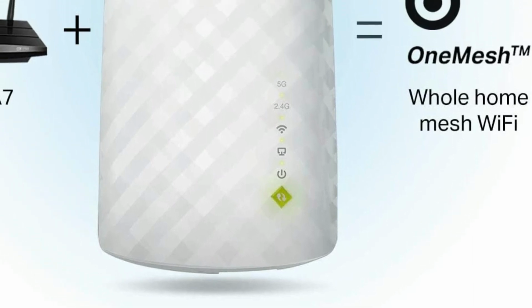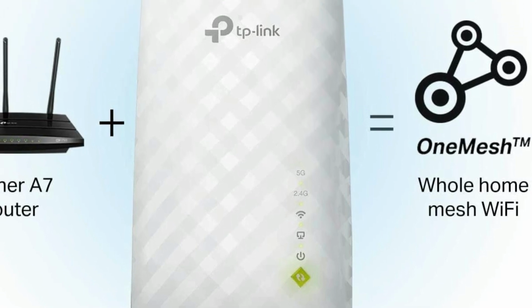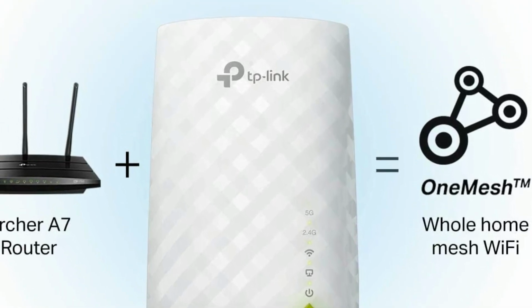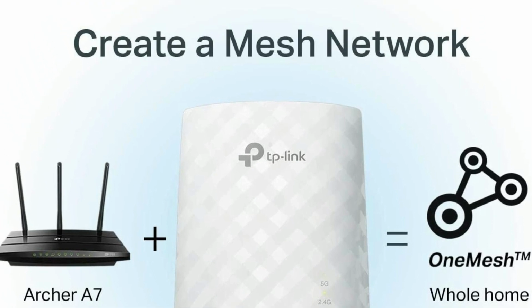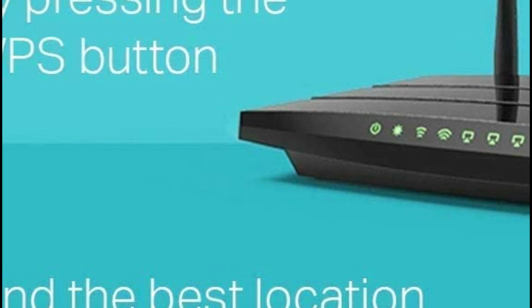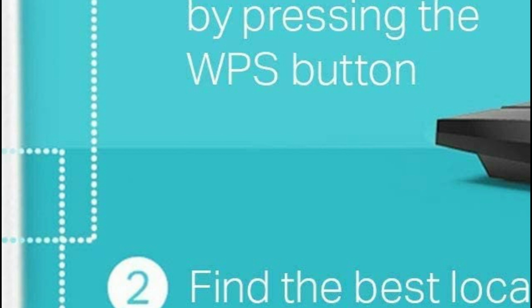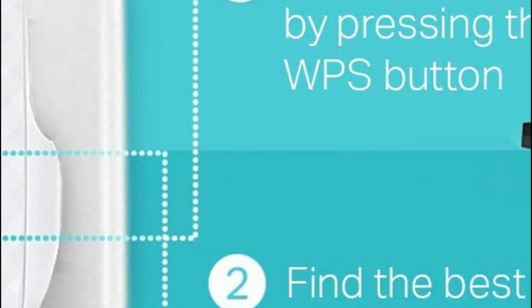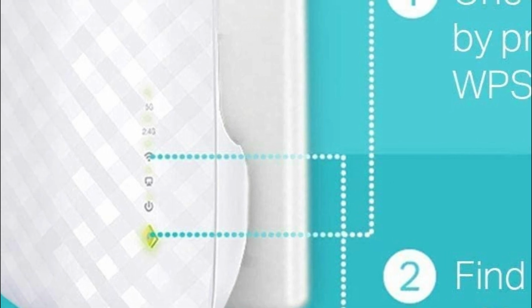The smart indicator lights assist in installing at the most optimal position. It allows the creation of one mesh network that allows seamless roaming when used in conjunction with the A7 router from Archer. The Ethernet port of the RE220 can quickly transform the wired internet connection into a wireless access point. It also acts as a wireless adapter that can connect wired devices like Blu-ray players, game consoles, or smart TVs.